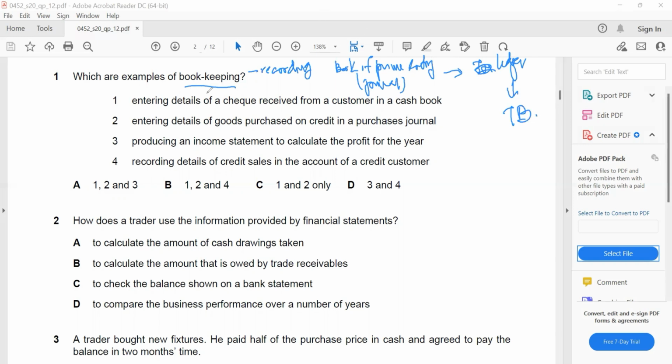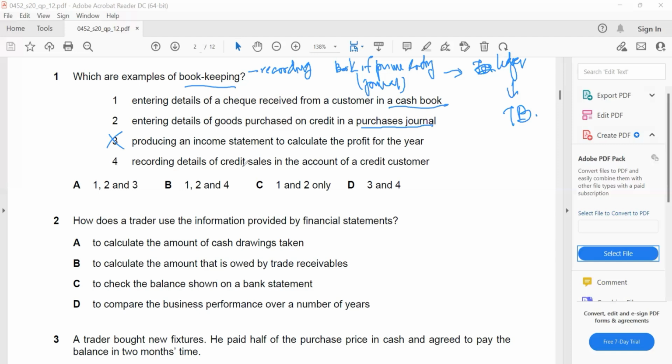So here, enter detail of the check received from a customer in the cash book. Cash book is a book of prime entry. Enter detail of goods purchased on credit in the purchases journal. This is also one of the books of prime entry. Producing an income statement to calculate the profit. This is not the bookkeeper's job, this is an accounting job.